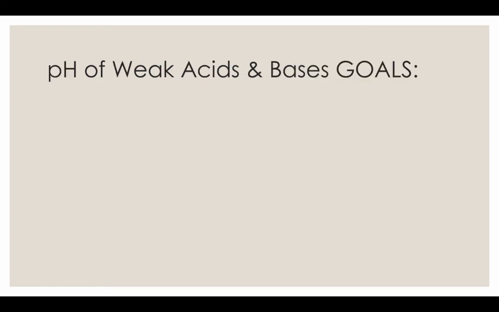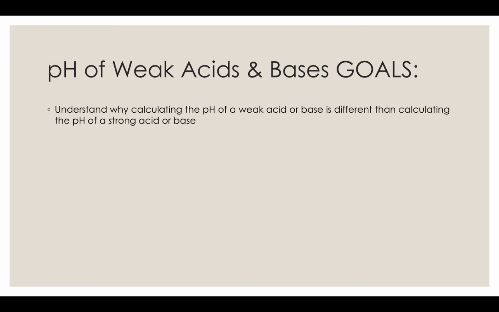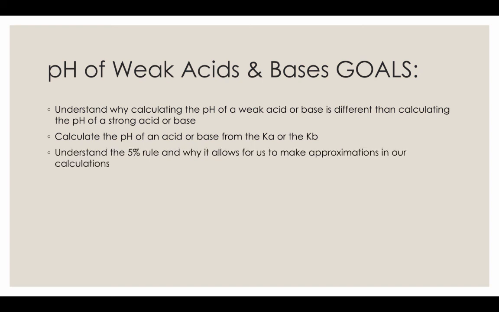That brings us to the end of this video. Let's review our goals. First, we looked at how calculating the pH of a weak acid or base differs from calculating the pH of a strong acid or base. Then we learned to calculate the pH of an acid or base from the Ka or the Kb. Then we looked at the 5% rule to understand why it's okay to make approximations in our calculations. And finally, we learned to calculate percent ionization.